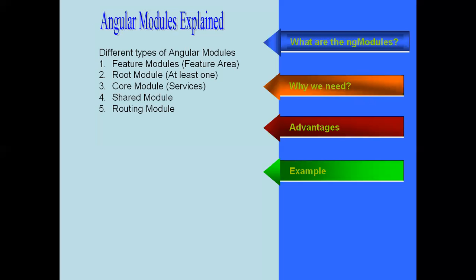Fourth is the shared module. Every common functionality that we want to allow other modules to use, we can put in the shared module. And the routing module is related to the routing of URLs. So these are the main types of modules. Does anybody have any queries? Please ask.